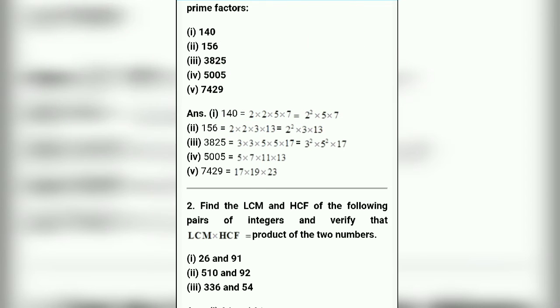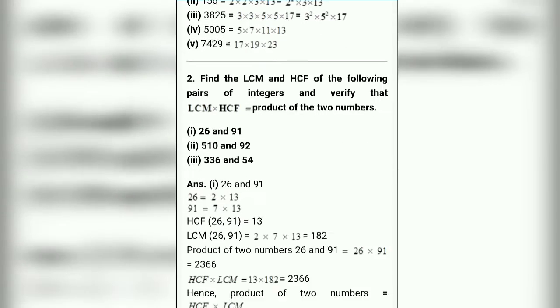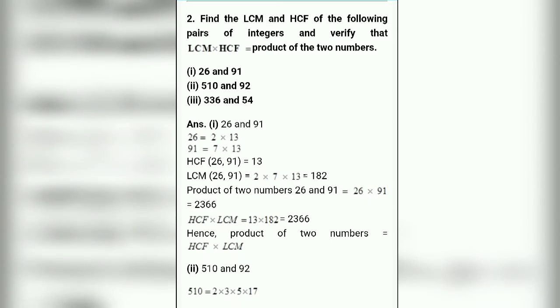So here 17 multiply 19 multiply 23. 7429 is equal to 17 multiply 19 multiply 23. So in this way we can do the prime factorization. Then question number 2.